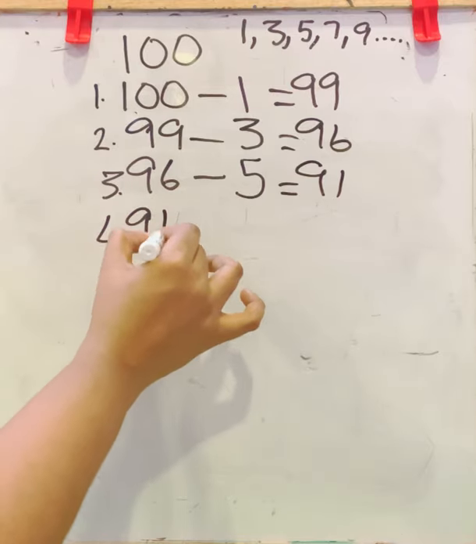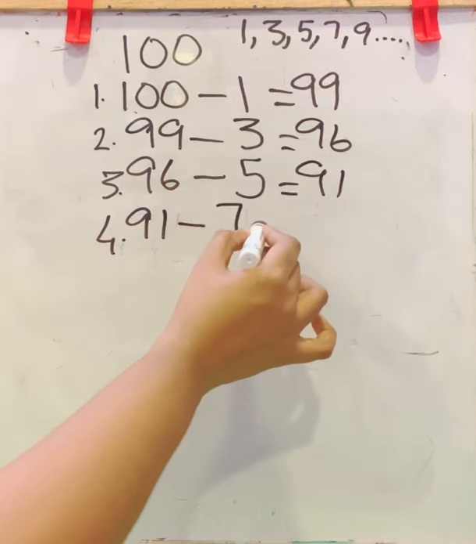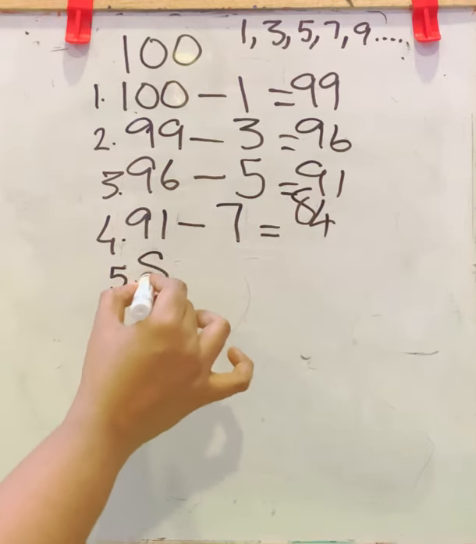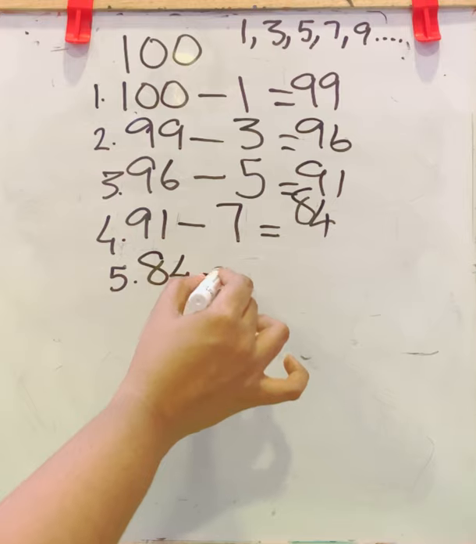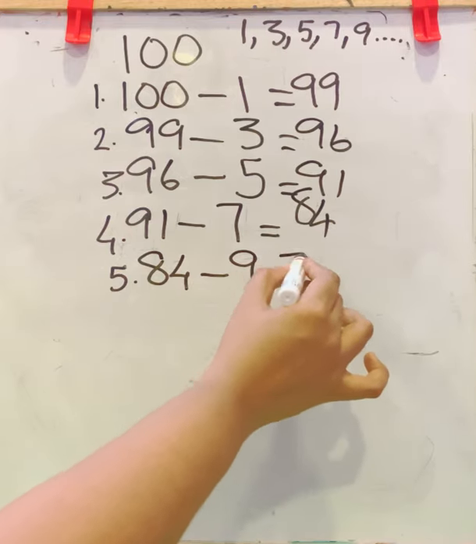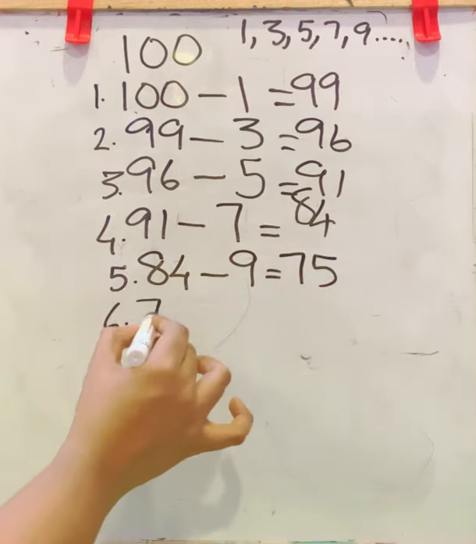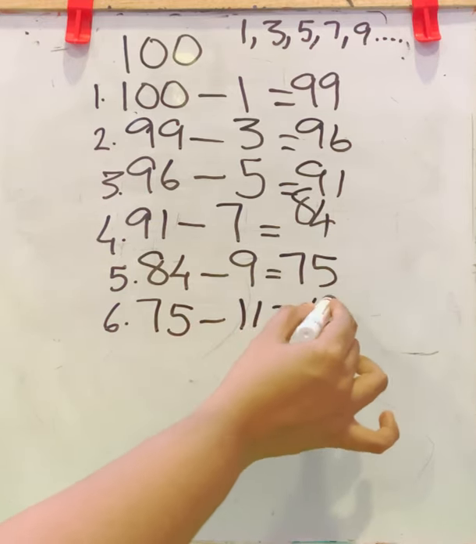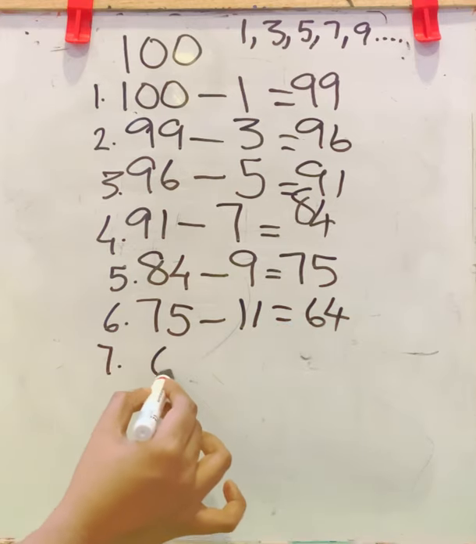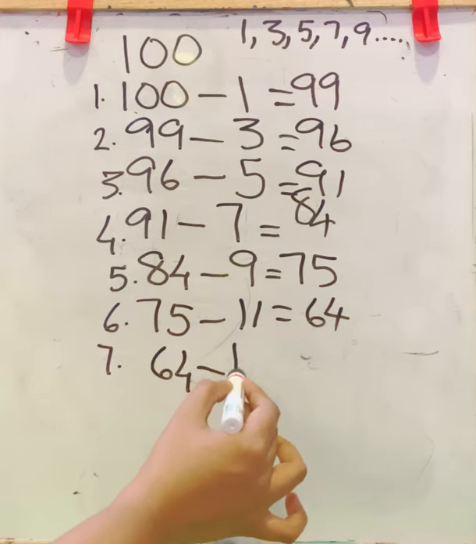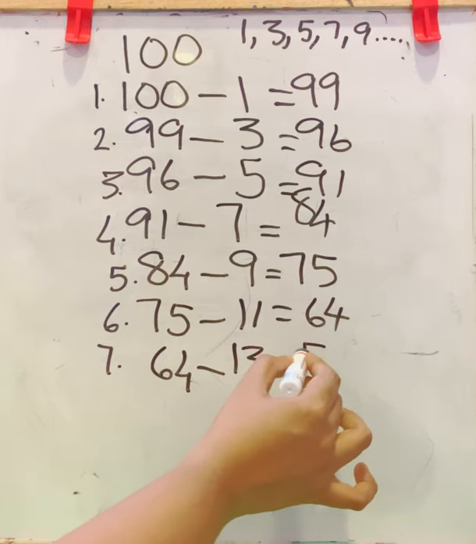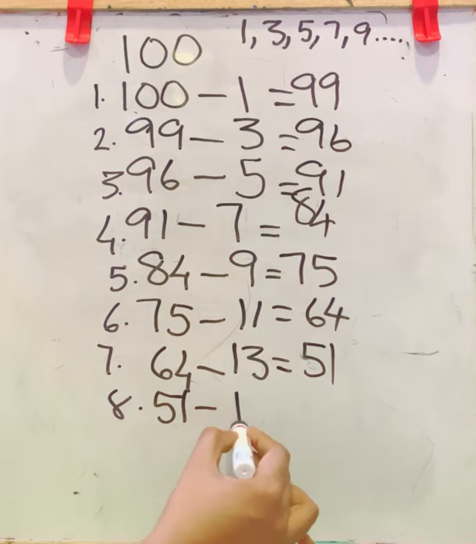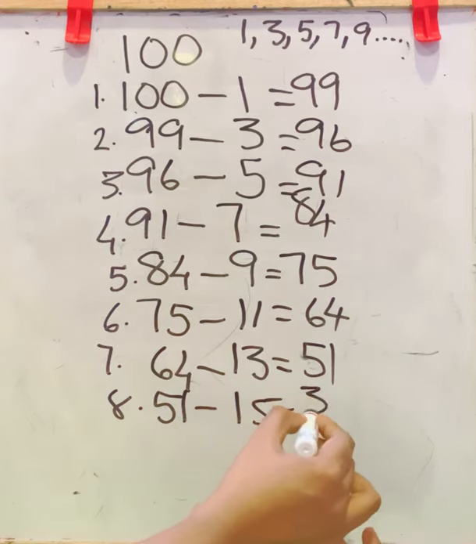Next one, 91 minus the next odd number 7 equal to 84. Next is the fifth step. 84 minus the next odd number, 9, equal to 75. Next, 75 minus the next odd number, 11, that is 64. Seventh step, 64 minus the next odd number, 13, equal to 51. Next is 51 minus the next odd number, 15, equal to 36.